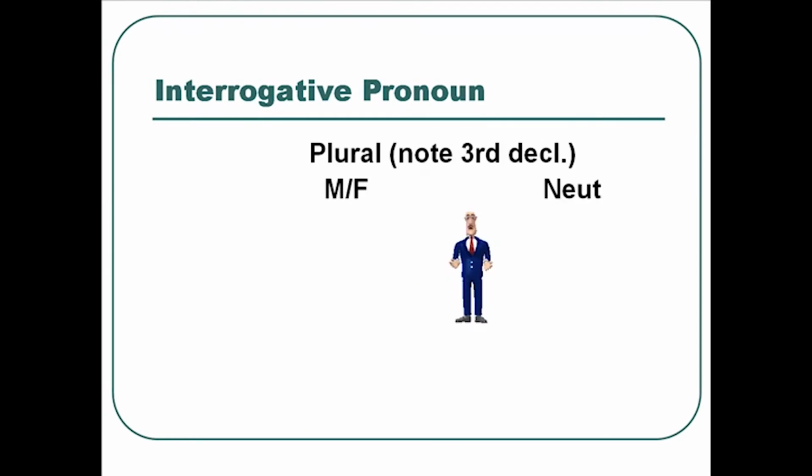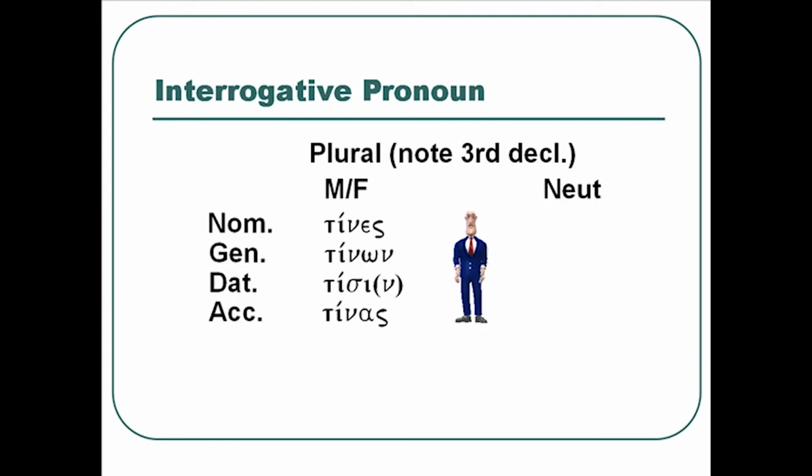Here are the plural forms of the interrogative pronoun. You'll notice once again the accent on the penult, not the ultima. Tines, tinon, tisi, tinas for the masculine and feminine forms. The neuter forms are tina, tinon, tisi, tina. Nominative and accusative exactly the same, genitive and dative matching the masculine and feminine.